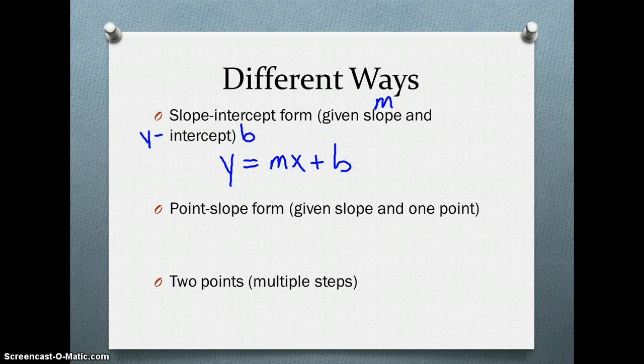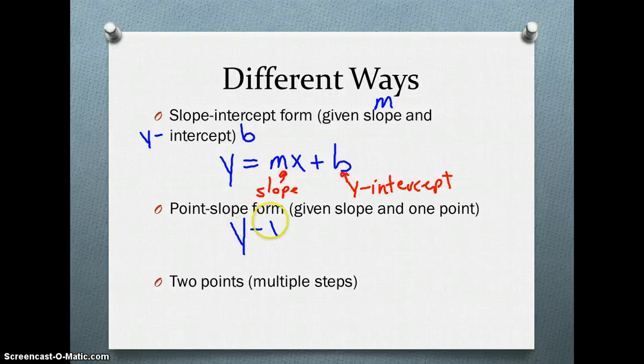Where this is our slope and this is our y-intercept. Those will be the easiest ones to write for you all. It's straightforward, just plug in and you're done. Point slope form, we have a little more work to do. As the name implies, we're given the slope and a point.